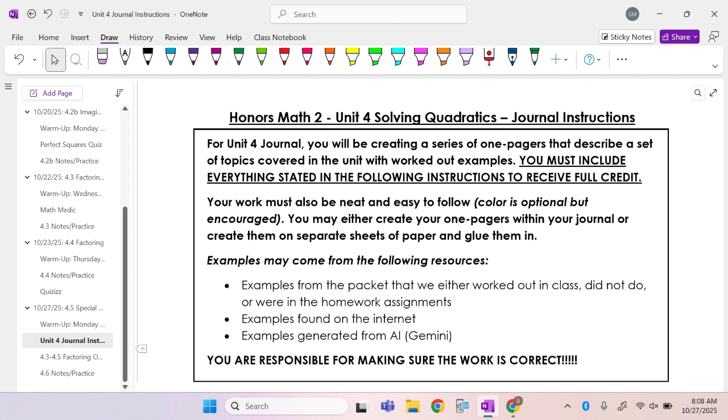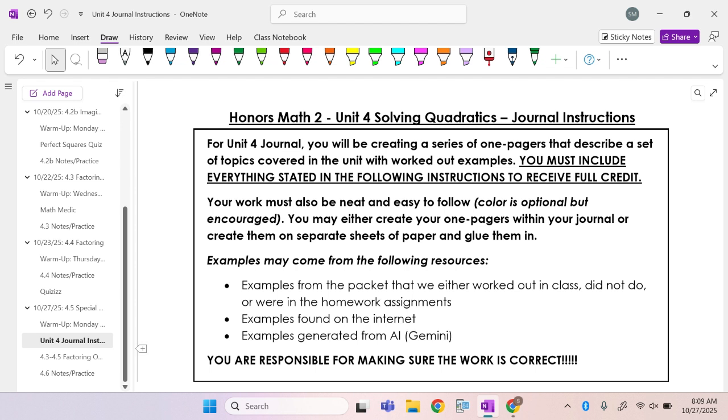Oh, one last thing. Any examples can come from the following resources. All your one-pagers are going to include some type of examples. You can either get them from your packet, that we worked out in class or we didn't do and you want to work them out, or from your homework assignments. You can also use examples you found on the internet, or examples generated from AI, or by using Gemini. So you have a couple of different options.